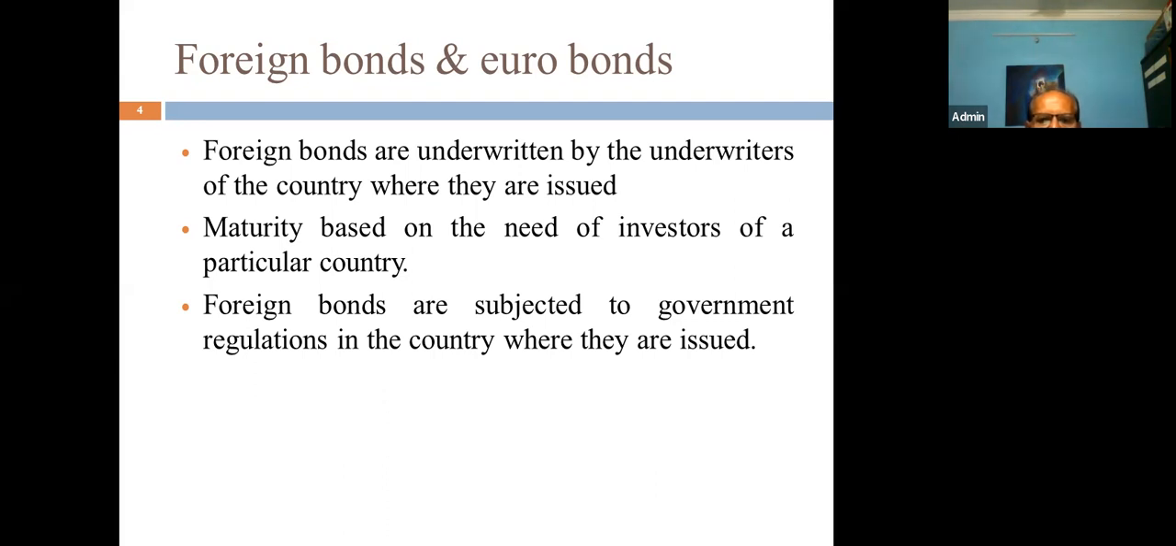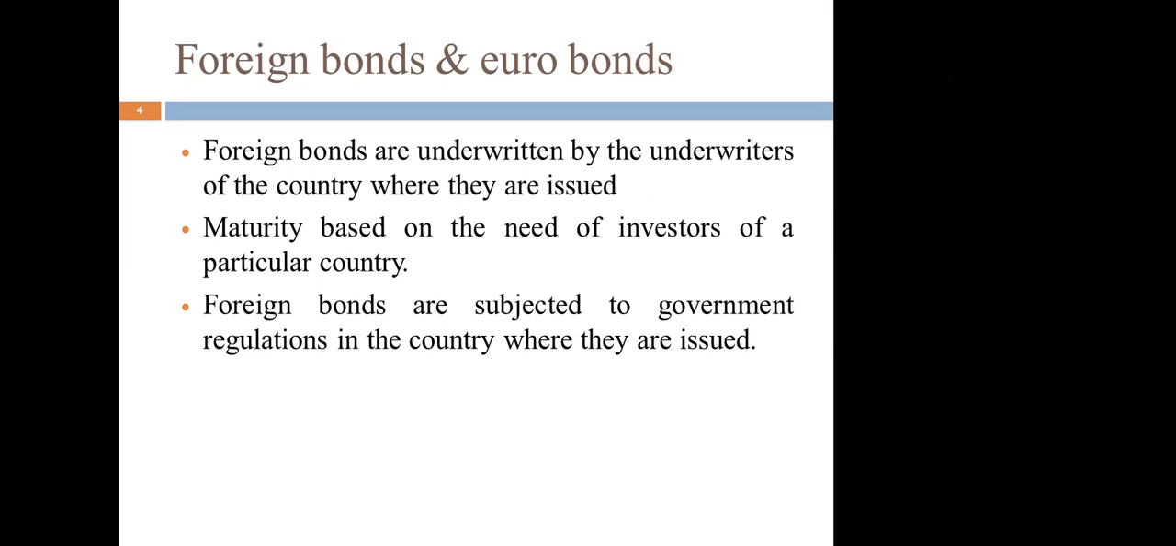Are you clear? Samajh laga? Got this point about regulation? Regulations will be of the country where they are issued. If they are issued from Australia, then Australian regulation will be applied. Got this point? Did you understand this point?